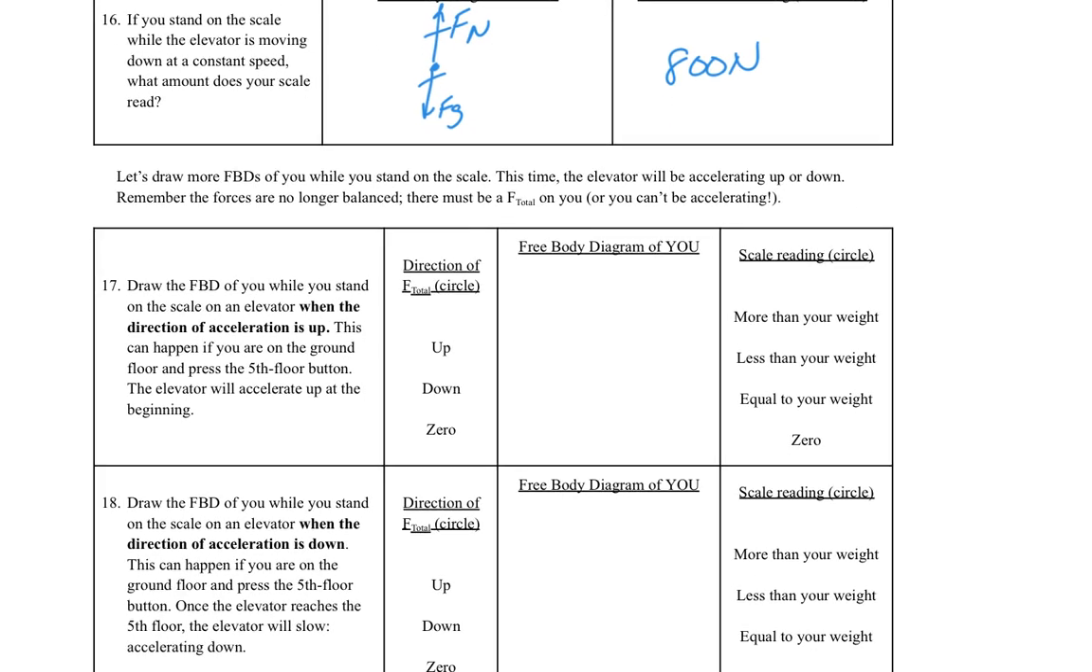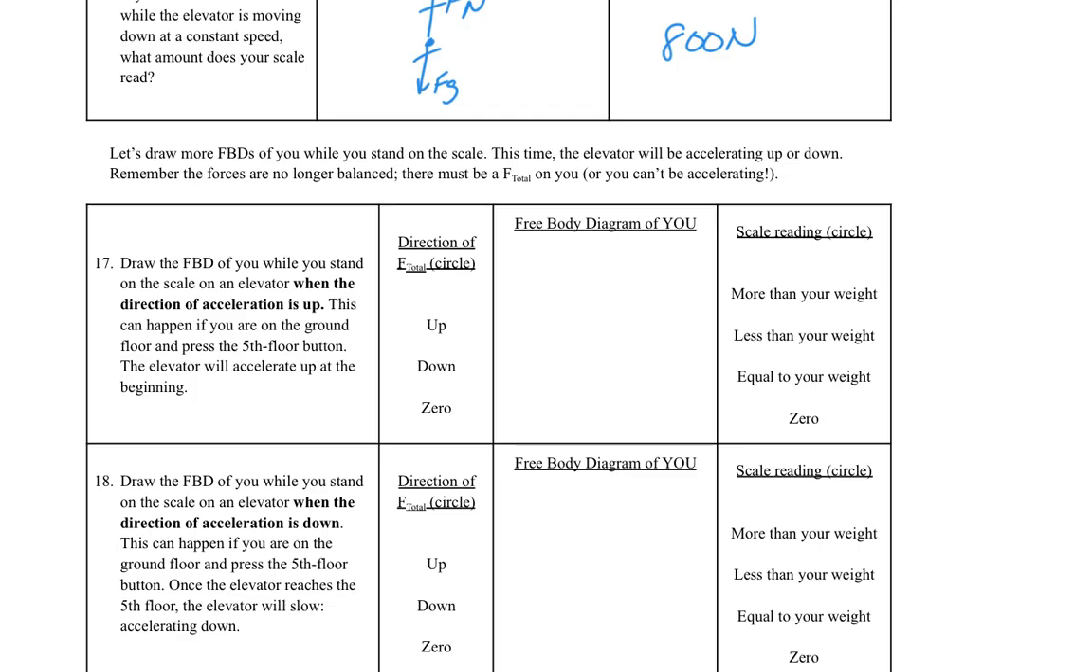If we change up the situation a little bit and we look at 17, we're going to again be riding the elevator, and it's going to be going up, but it's also accelerating up. Okay, so this happens if you're on the ground floor, you press the button, the elevator starts to move. It must be getting faster on the way up, at least for part of the trip. So that means we have an acceleration up.